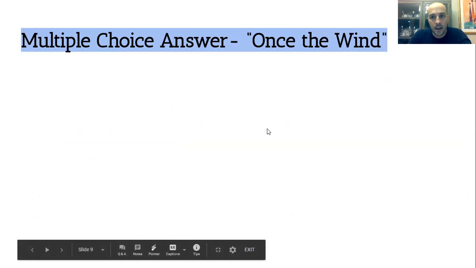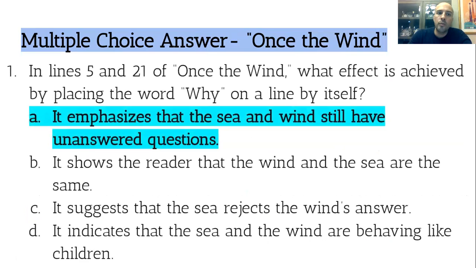We're considering every option. We're not jumping to a conclusion. We're thinking about why. Why did the author use these techniques? This is all about considering and analyzing the poet's craft. So if you chose A, it emphasizes that the sea and the wind still have unanswered questions, you are correct.